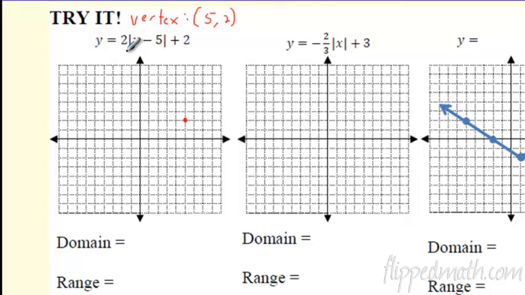Always find the vertex. And then we do have an a term. This is the steepness. So from there it goes up 2 over 1, up 2 over 1, up 2 over 1, and same in the other direction. So this is my absolute value. Boom. There it is. Nailed it.